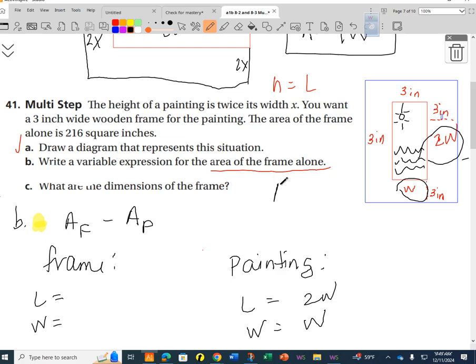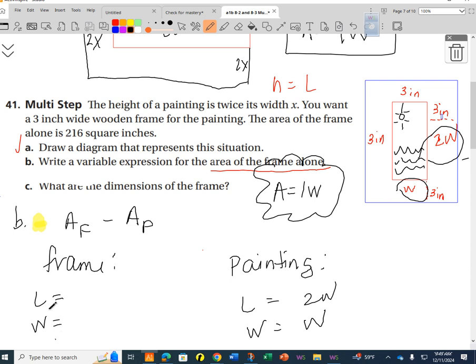So don't forget, your formula for area is length times width. So you're going to use this formula to find the area of the frame, use this formula to find the area of the painting, and then you're going to subtract them. Does that make sense, Bettina? That makes sense, Tracia?